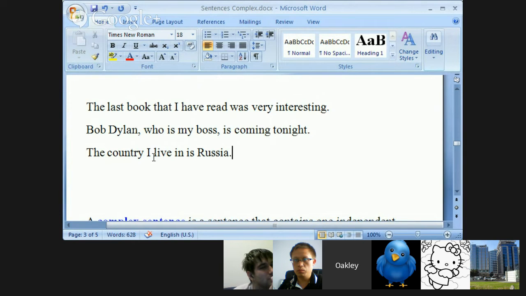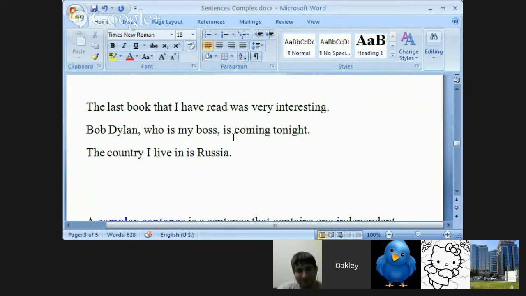Well, the country is Russia. Which country? The country I live in is Russia. I think we don't need commas. I think it's essential. I believe that is essential. It's necessary. The country is Russia. The country what? The country that I live in. I could say a lot of things about Russia, but I'm not going to. All right. My bad. Okay.